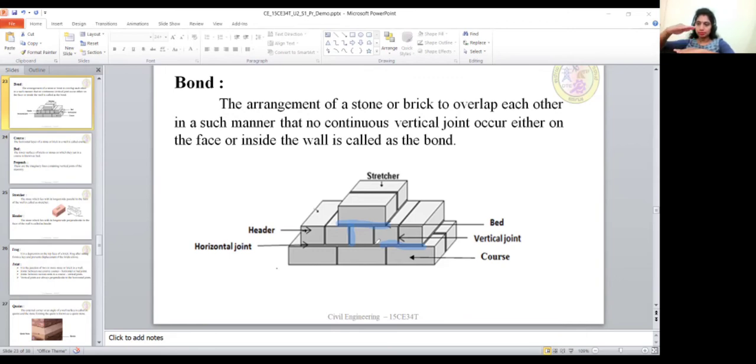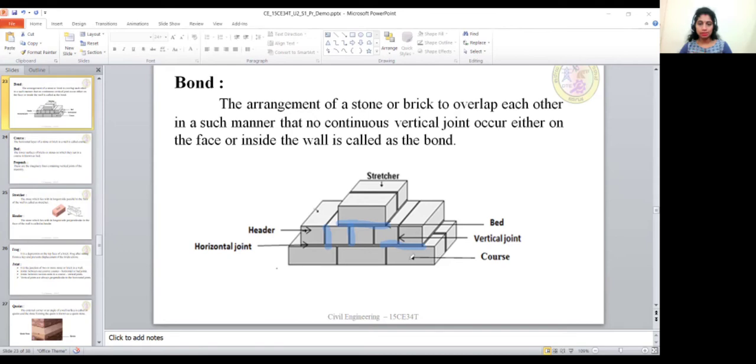Horizontal joints between successive courses are known as horizontal or bed joints. If the joints are between various units in a course, means say one brick is joining another brick, then it is a joint. One brick is joining another brick, then again it is a joint. Means the joints between various units in a course.